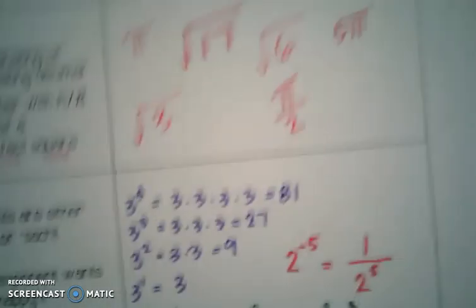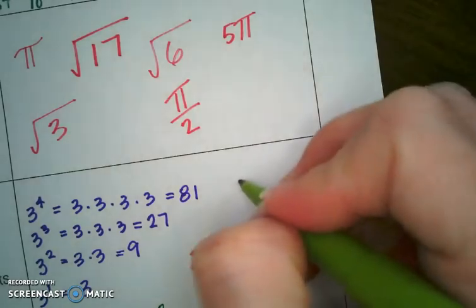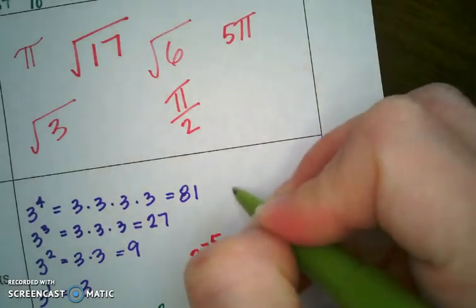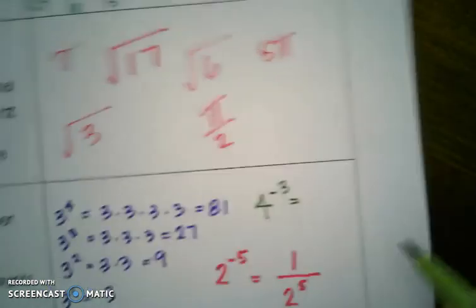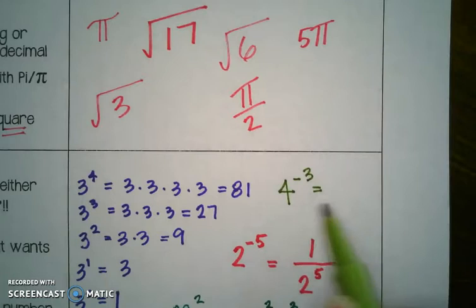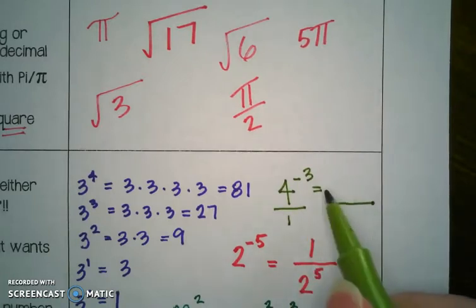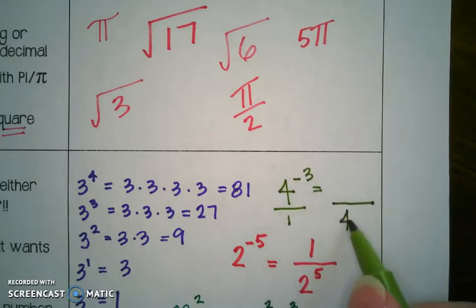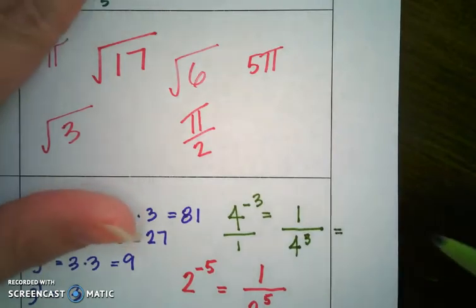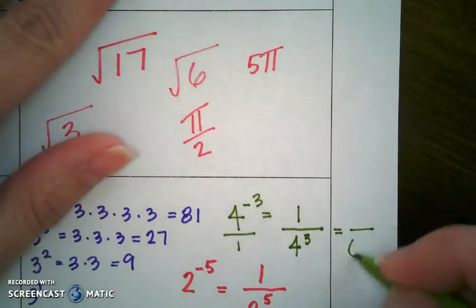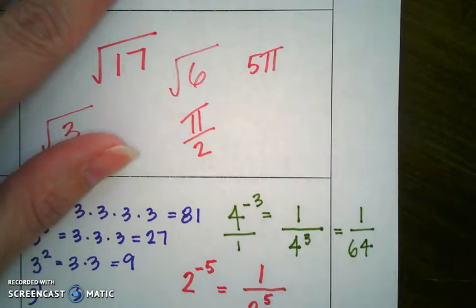Just one more. Let's say we had 4 to the negative third. So this 4 is unhappy. Right now it's in the numerator, and it's unhappy in the numerator. So we're going to make it happy by moving it to the denominator. And when we move it, now it's happy. That is filled in with a 1. And we know that 4 to the third is 4 times 4 times 4, which is 64. So we can go ahead and simplify that one completely.